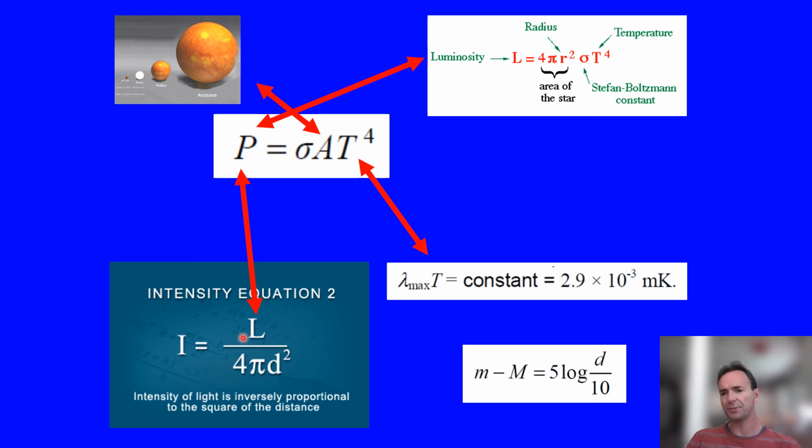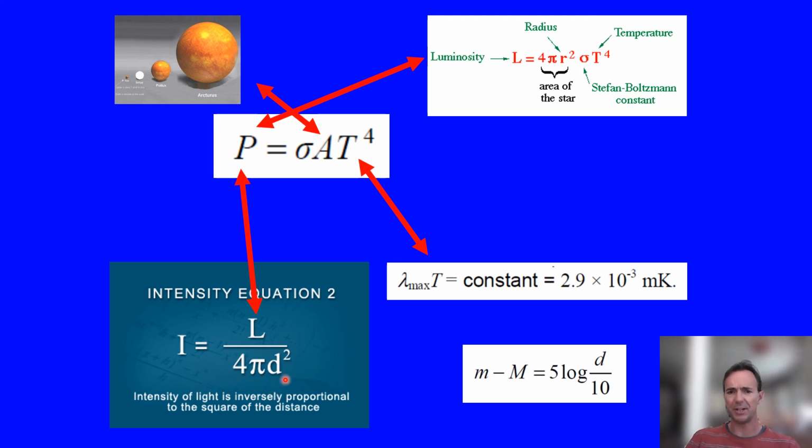This equation does not feature on the formula sheet. It is not there, but it's something you have to learn. I showed you it right at the start in the specification. You need to know it. So the intensity, the watts per square meter, is equal to the luminosity of the star, the total power output, divided by 4 pi d squared. In other words, the surface area of a sphere marked out with a radius of the distance to the star.